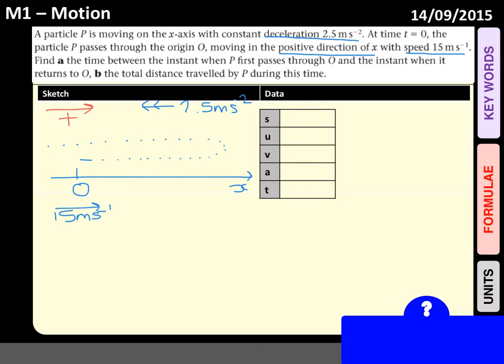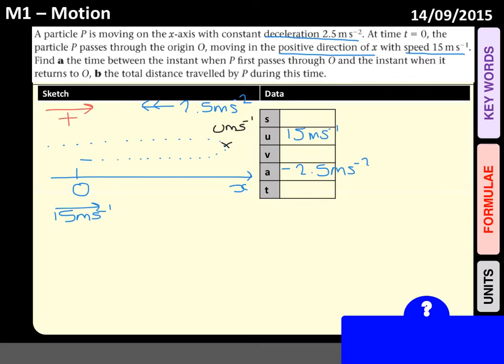Looking at the data, we know nothing about the displacement or any distances. We do know that the initial velocity is 15 meters per second. We don't know anything about the final velocity at any particular point, apart from the instant when it changes direction, which is going to be a speed of 0 meters per second. So that might be something we're going to use later. The acceleration is going opposite to my positive, so we've got minus 2.5 meters per second squared. And time is not something that we're given either. So at the moment, we've only got 2 pieces of data, so it looks as if we are going to have to use that specific point where v is equal to 0.